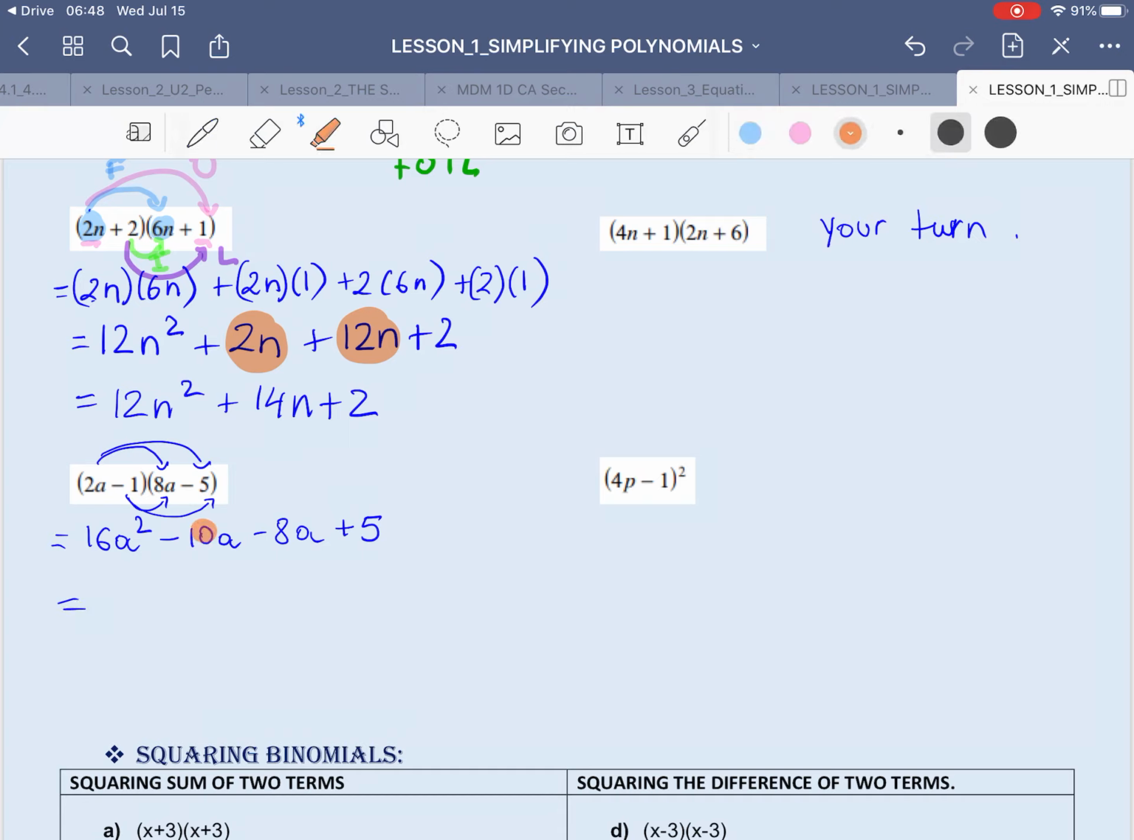The only like terms we see here are negative 8a and negative 10a. So 16a squared is by itself. Negative 10 minus 8 is minus 18a, and then plus 5.